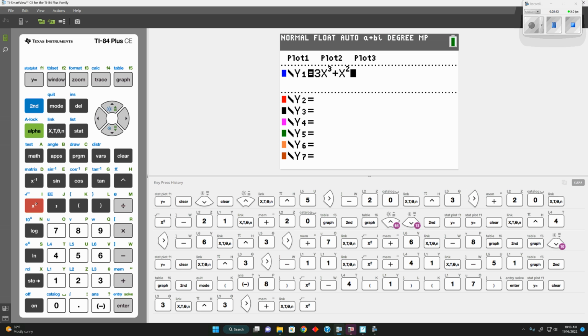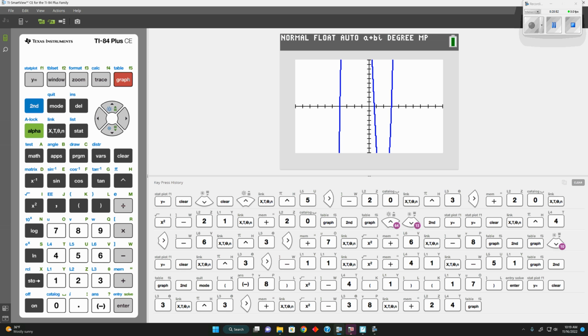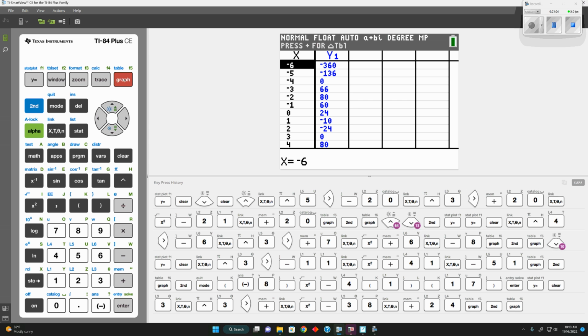Plus x squared minus 38x plus 24, yes? And if we hit graph, how many solutions do we have? Well, we have it crossing at 3 places, yes? How many of them are nice? Two of them, because I have 1 at negative 4 and I have 1 at 3, yes? So we can use those.